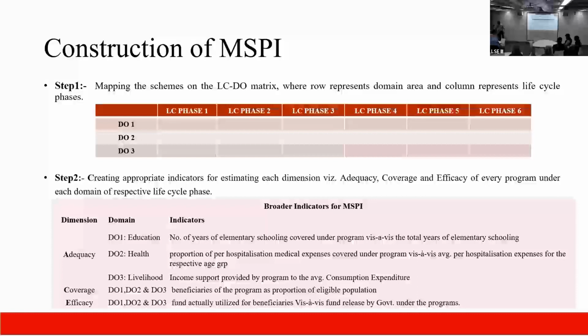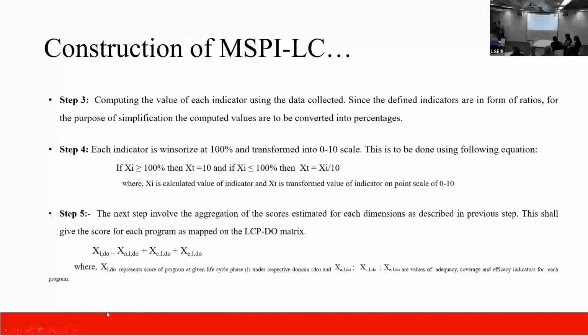In the third step, because in the second step the indicators are basically ratios or proportions, for the purpose of simplification and computation of the index, we are converting them into percentage terms. And in stage 4, each indicator, which is initialized at 100%, we are then transforming into a 0 to 10 scale with this equation.